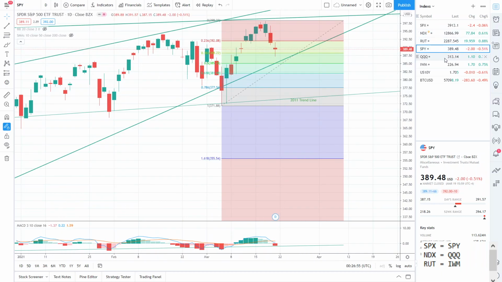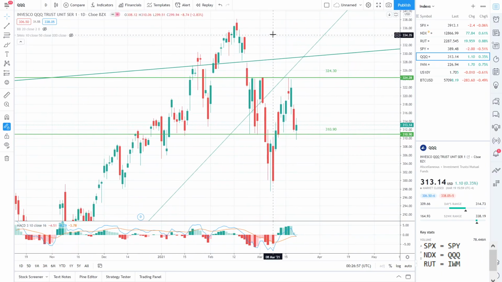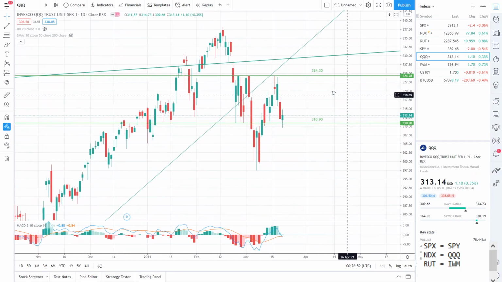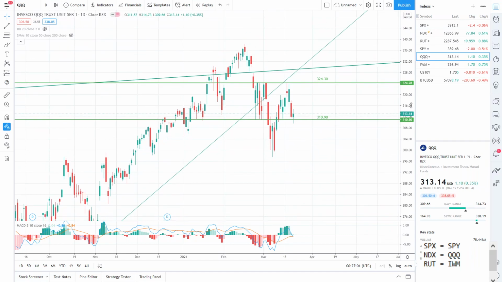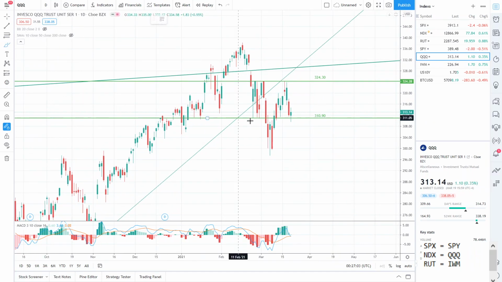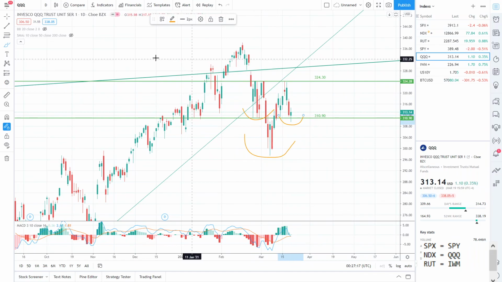Now let's look at the QQQ. Okay, so now on the Nasdaq, obviously, what everyone's looking at is, look, this is an inverted head and shoulders, right? 310.90 was a very important level that everyone was looking at on the Nasdaq. This needed to hold. We saw that it held, right? Inverted head and shoulders. Boom, boom. Look, this is bullish, right? This is one case to look at. And then the neckline would be this level of resistance at 324.30.